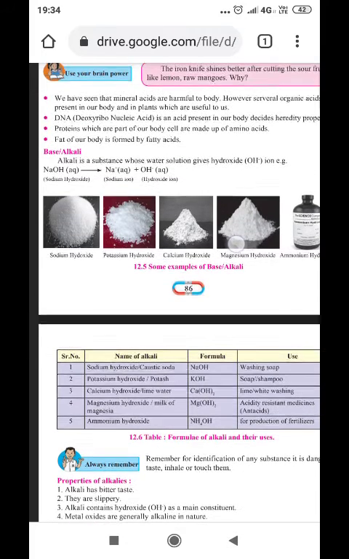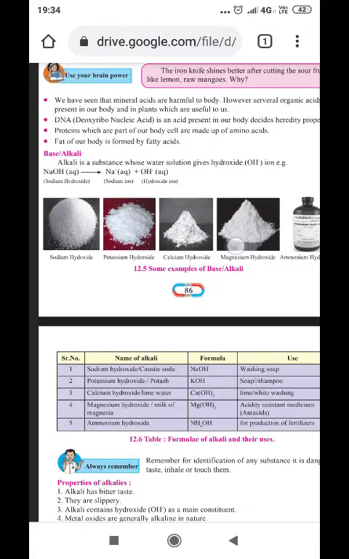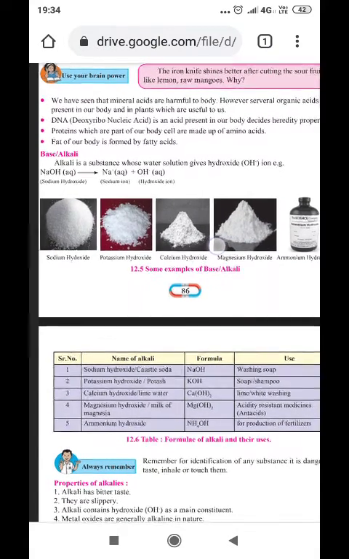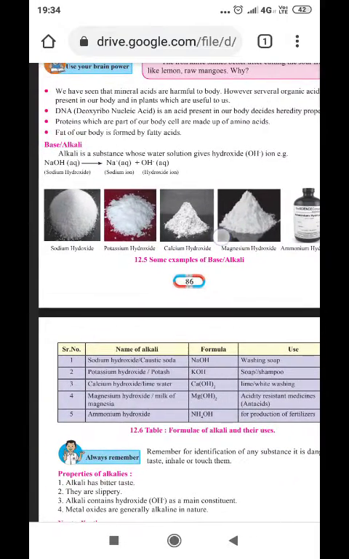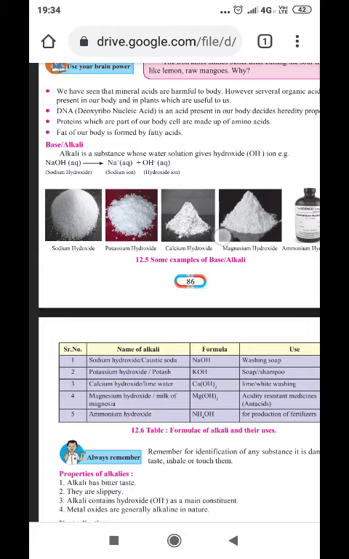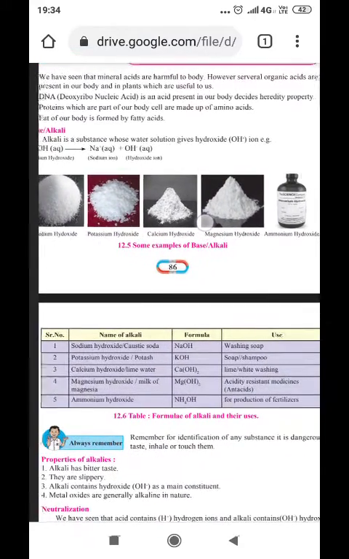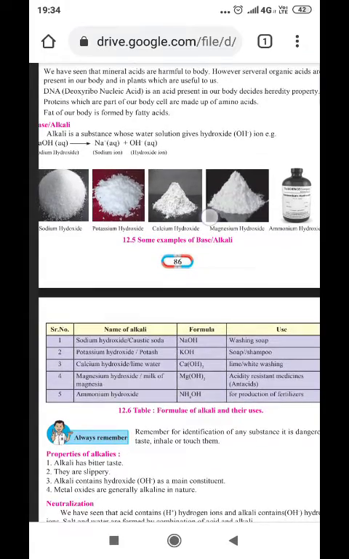Now, we are going to discuss some harmful effects of acids. We have seen that mineral acids are harmful to our body. However, several organic acids are present in our body and in plants which are useful to us. DNA, deoxyribose nucleic acid, is an acid present in our body. Besides hereditary property, proteins which are part of our body cells are made up of amino acids.